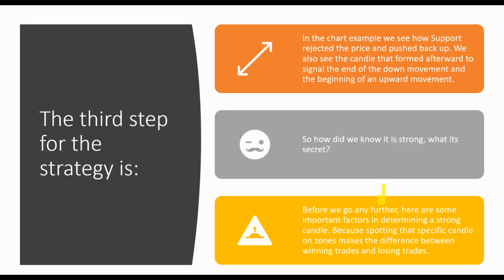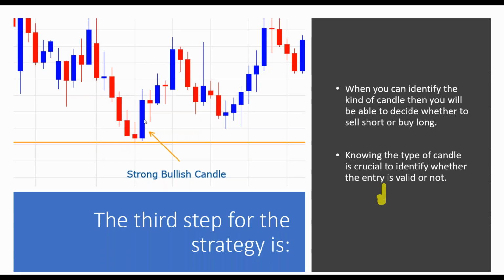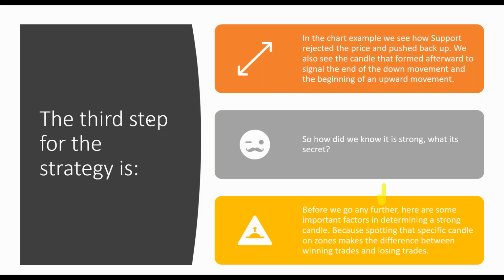So in this example, we see how support rejected price and pushed back up. We also see the candle that formed afterwards to signal the end of the down movement and the beginning of the upward movement.